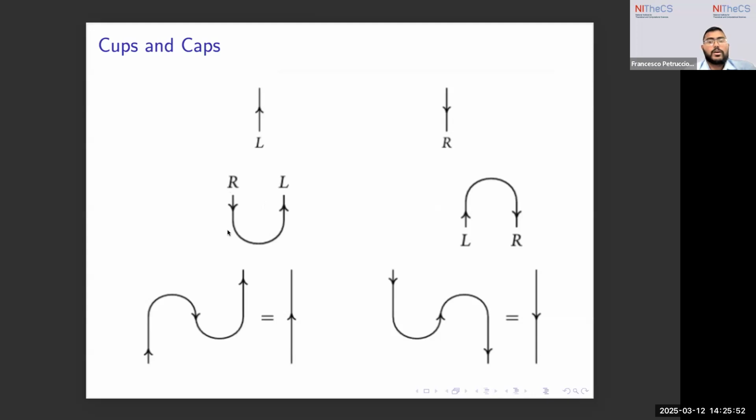And this is what we can think of here. So on the left here, we can consider this as the map eta. Remember, we have nothing going in because the identity we don't draw. And we can see this as a state, so a box here with two lines going out. So that's the map eta on the left, and epsilon similarly on the right.